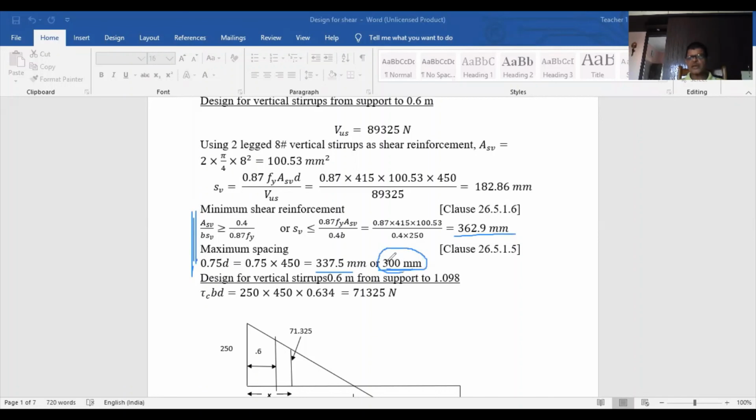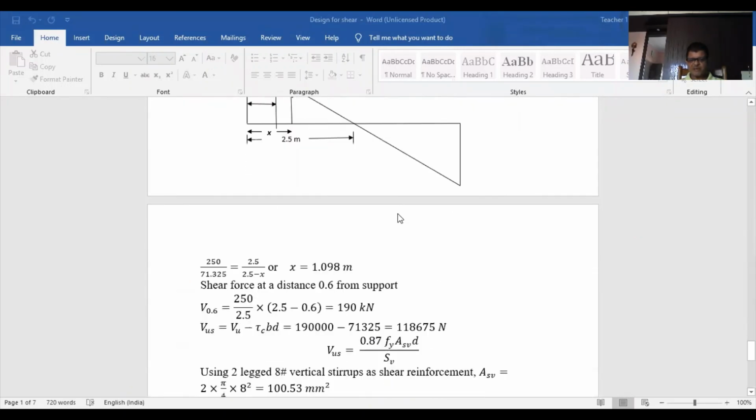You can either put two-legged at 300, 275, 280, 290 as you like. In the present case, he has taken 275. So you can take any value below 300 because these values are more than 300. The maximum can be 300. So in the minimum region portion, you can provide this value of 275. Here it is taken 275.